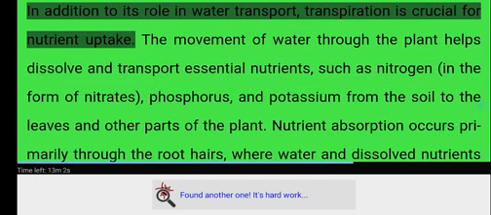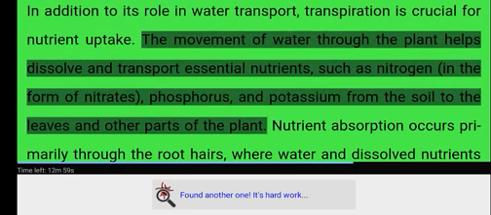In addition to its role in water transport, transpiration is crucial for nutrient uptake. The movement of water through the plant helps dissolve and transport essential nutrients, such as nitrogen in the form of nitrates, phosphorus, and potassium from the soil to the leaves and other parts of the plant.